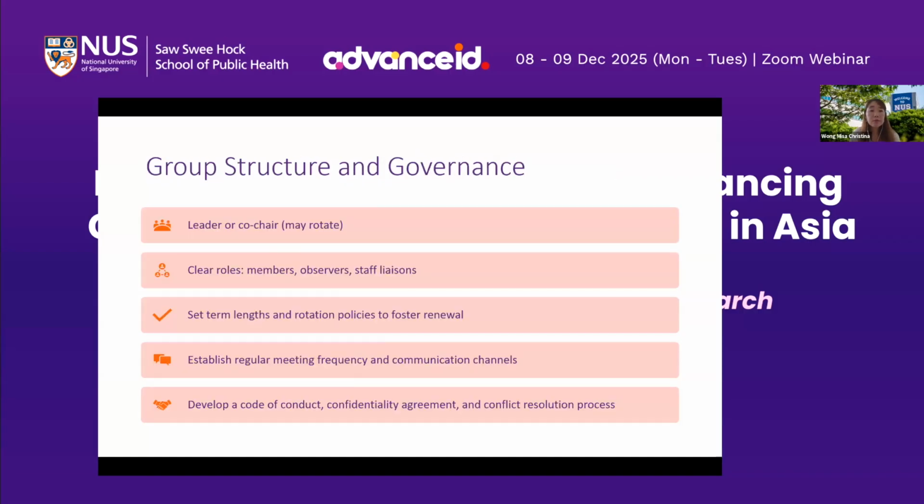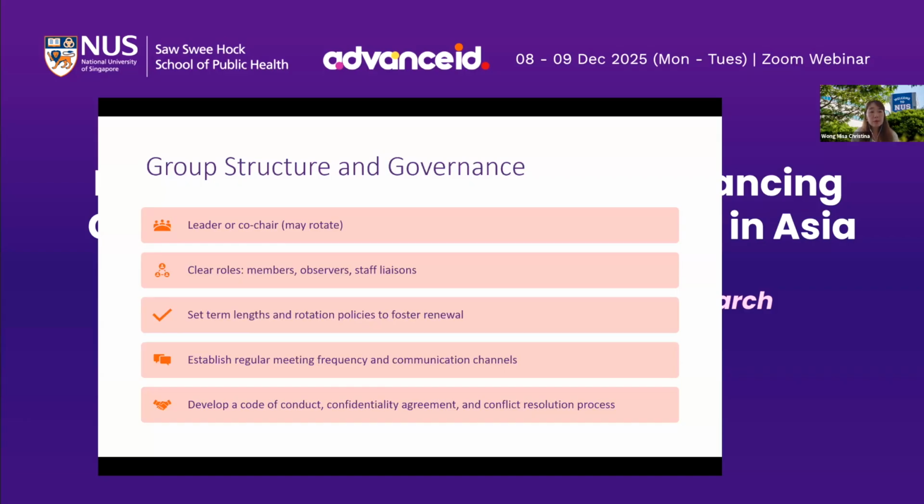Let's talk next about the group structure and governance. First of all, the leader or the co-chair of the CAG. You could choose to have a leader that can serve for the entire duration of the CAG, or they may rotate. There may be limits in the duration of being a leader or co-chair, and as long as they are clear and all the members know, that would be sufficient.